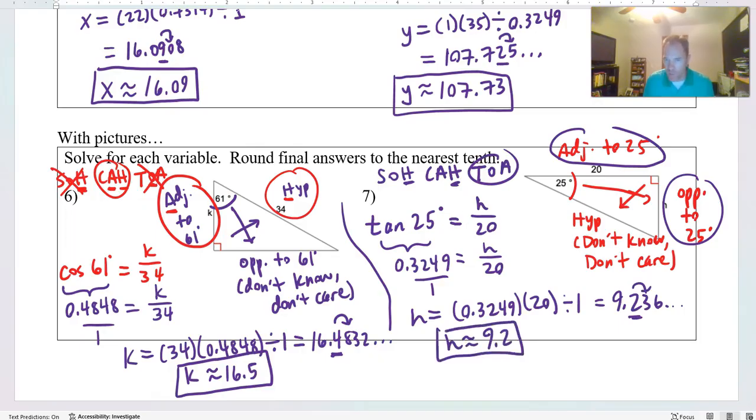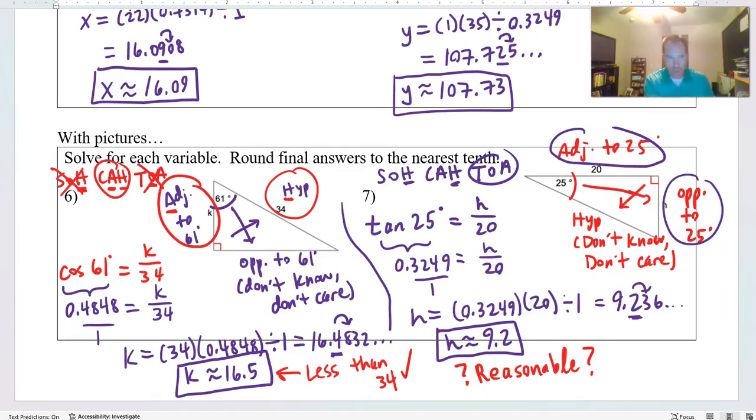So one more thing I'll say before we go to the next page. Remember, we want to ask ourselves a question when we're solving for these side lengths to say, is our answer reasonable? Is it reasonable that H should be 9.3 units approximately? Going back to the previous problem, is it reasonable that K would be 16.5? Well, for number 6, we know that 34 is the hypotenuse, so this should be smaller or less than the hypotenuse. So that's reasonable.